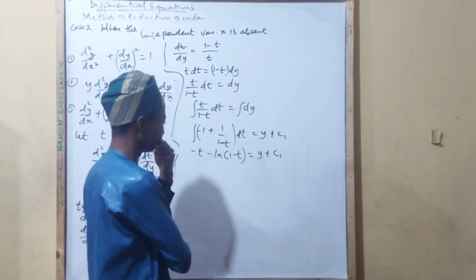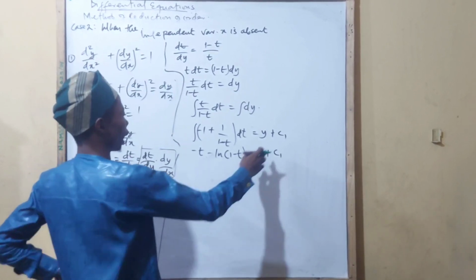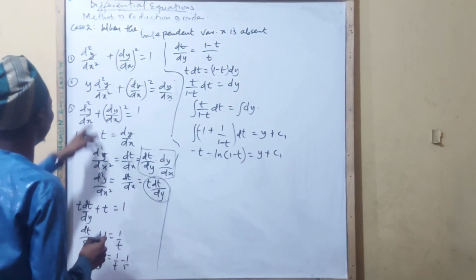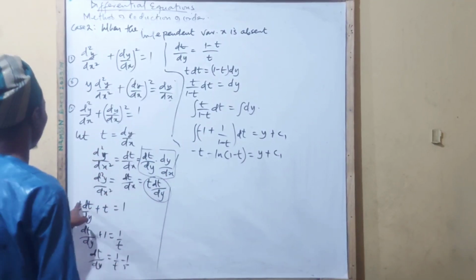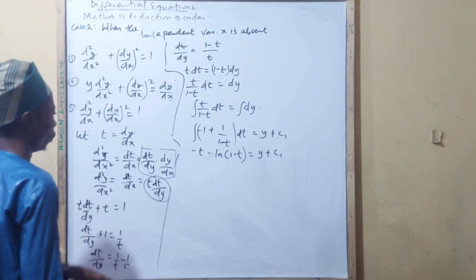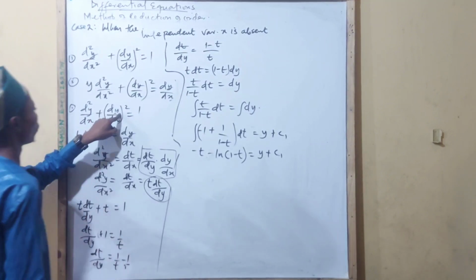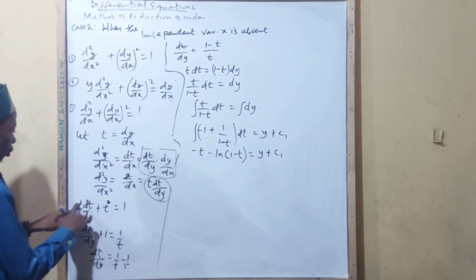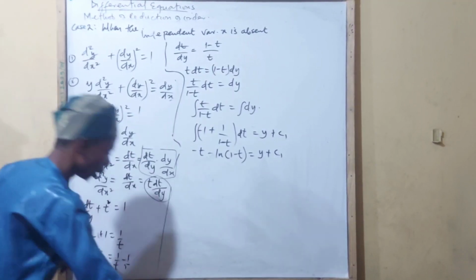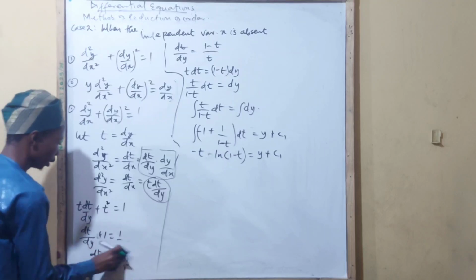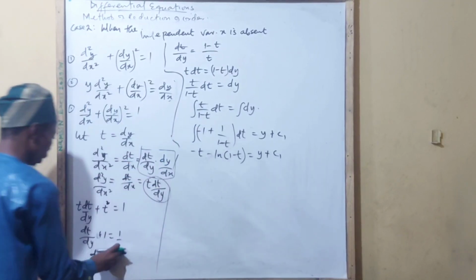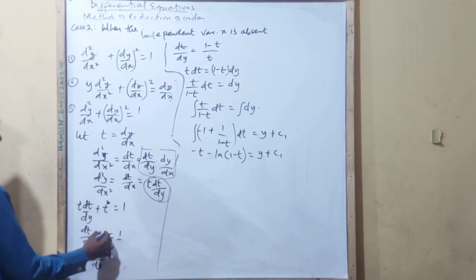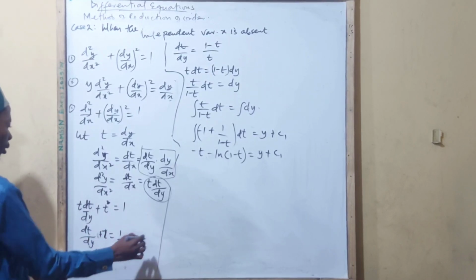What can I do? Let's check again the d²y/dx². I made a mistake. This is (dy/dx) all squared. Sorry, (dy/dx) all squared, that's t squared. So if I divide by t, this one will remain t. This one will now be 1 over t.